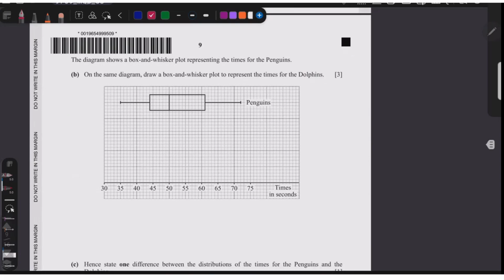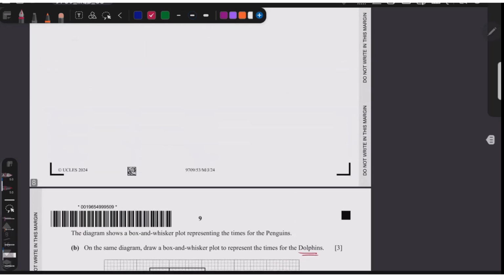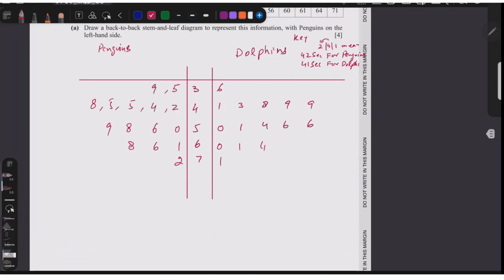Next case is the diagram shows the box and whisker plot representing the time for the penguins. On the same diagram, draw a box and whisker plot to represent the dolphins. So we have the information for penguins. Okay, let's take the information from dolphins.